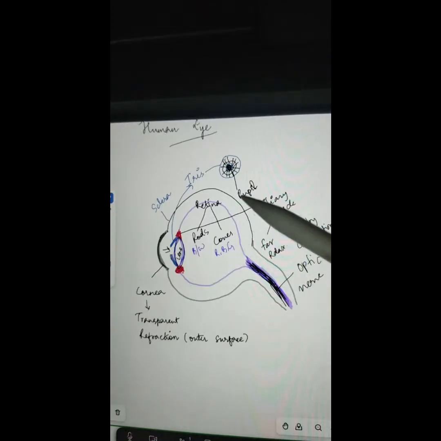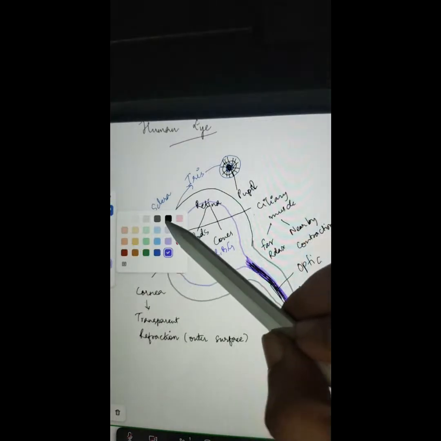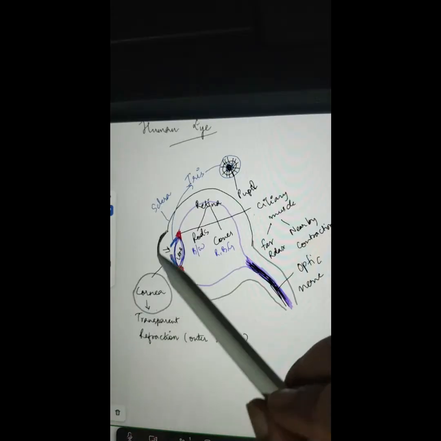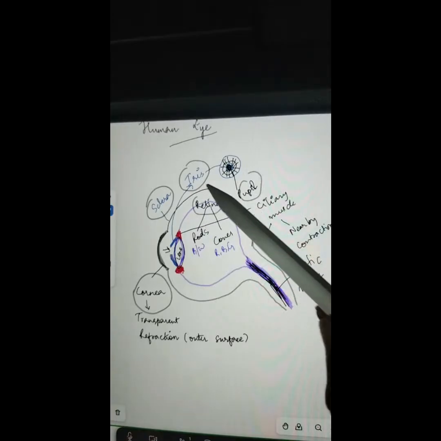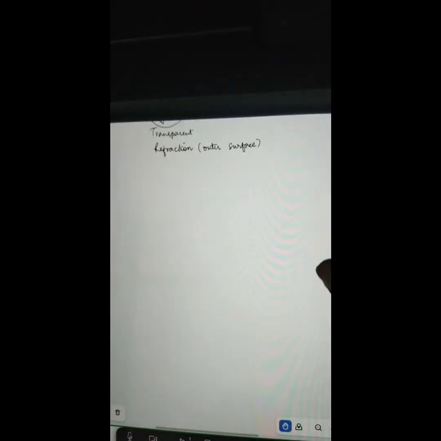So this is the common structure of the eye, but still two structures are left. So I would be drawing the eye once again for you so that it becomes clear to you. Here we have studied the parts: cornea, sclera, iris, pupil, retina, rods, cones, lens, ciliary muscle, optic nerve. So all these functions, I hope by now, must be clear to you. Let me draw the eye once again for you.